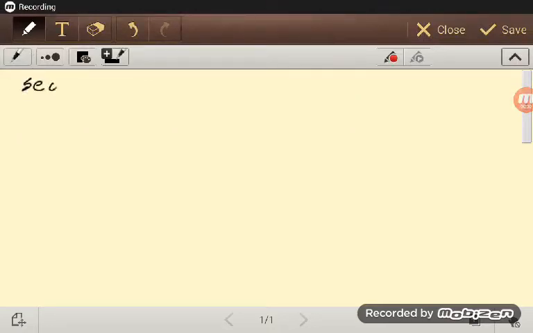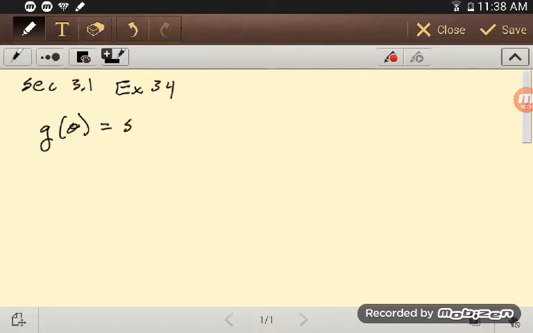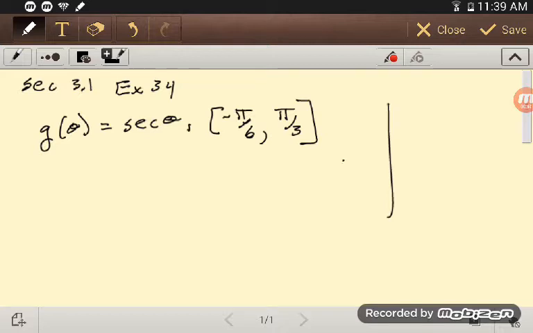So again, section 3.1, exercise 34. And here in 34, we're given the function g of theta is equal to secant theta. And we are asked to find the absolute max and min on the interval minus pi over 6 to pi over 3. Okay, so that is on the unit circle idea.